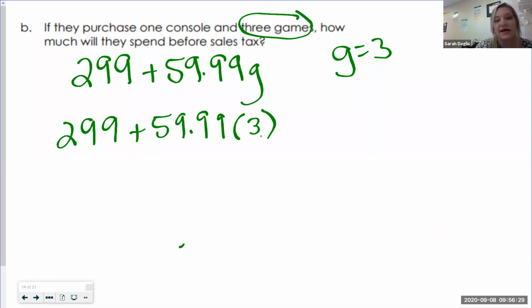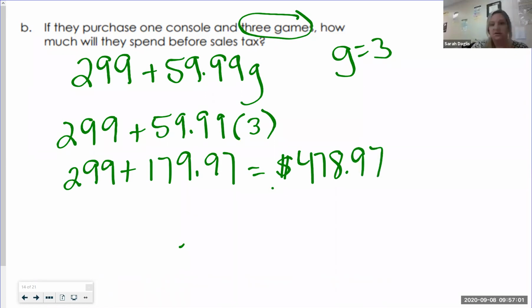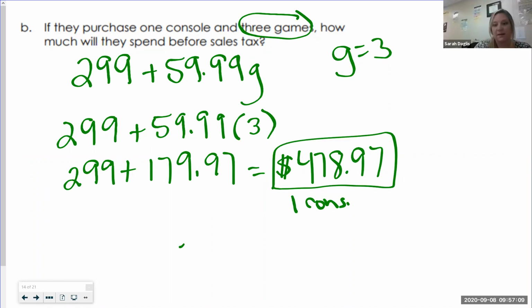All right, let's solve. Order of operations tells me to multiply first. So 59.99 times the 3 games that we are going to buy. That is going to give me 179.97. And now order of operations tells me I can add those together. And we're going to get a total of $478.97. Okay. Remember, that was the price of one console and 3 games. All right, questions? I'm looking at the chat. I don't see any new questions.